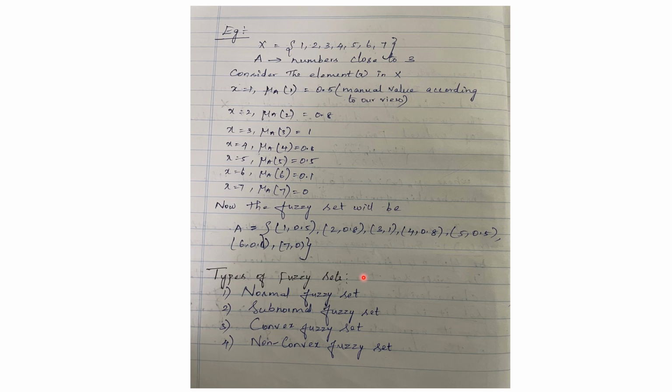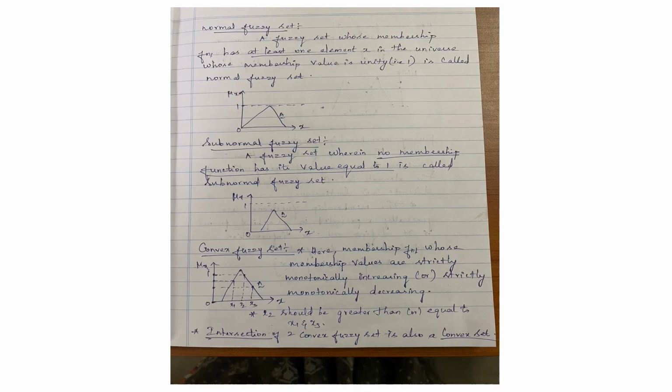Next we are going to see about the types of fuzzy sets. Generally there are 4 types: normal fuzzy set, subnormal fuzzy set, convex fuzzy set, and non-convex fuzzy set. We will see in depth what these types of sets are and their general concepts. So in the 4 types of fuzzy set, the first type is called normal fuzzy set. Previously we have seen what a fuzzy set is and how we find the fuzzy set for a normal set X, capital X.